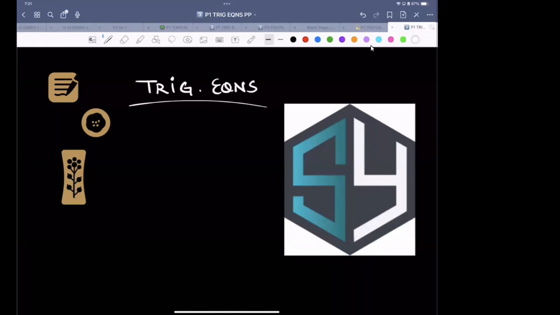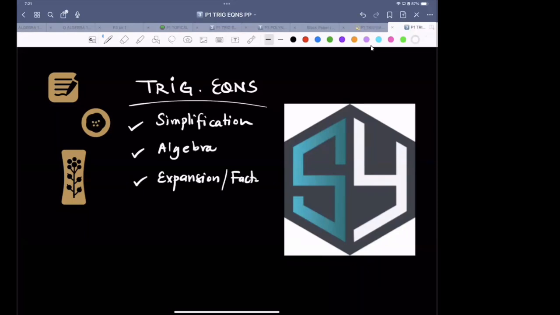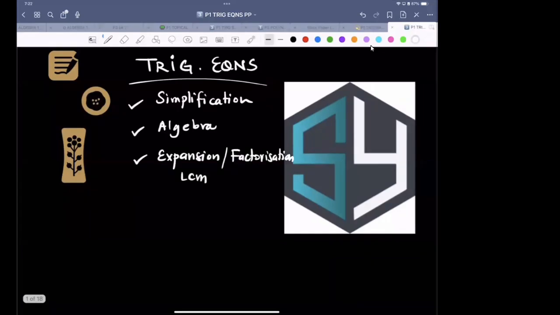Now, trigonometric equations could involve a lot of things. It could involve a lot of simplification. It could involve a lot of algebra. It could be about algebraic expansion. It could be about factorization. It could be about taking LCM. Naturally, it also will involve trig identities.